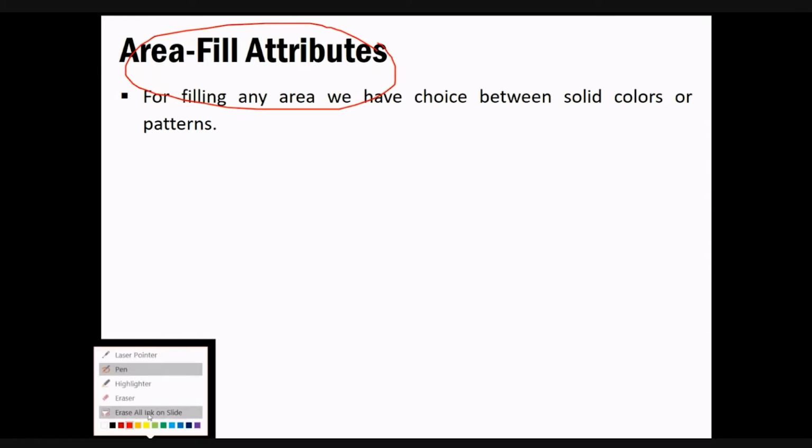So yesterday we left at this point, that is area fill attributes. Okay, so now we have a few packages, a few functions in the PHIGS library which we can use. So the very first thing that we are going to see is the area fill attributes. What it says is that for filling any area we have a choice between solid colors or patterns.